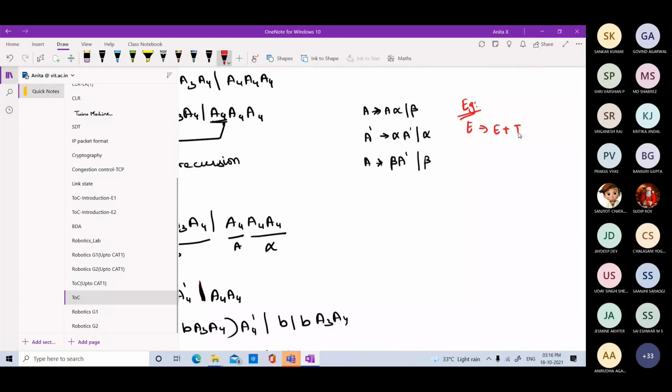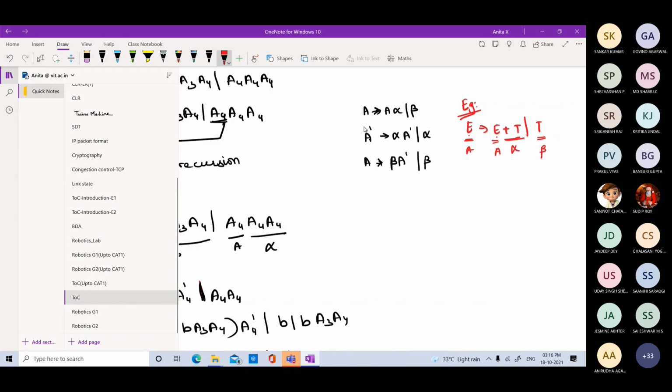E derives E plus T or T. Right, so here this is left recursion. As you all are aware, recursion is nothing but a function calling itself, so here a non-terminal is calling the same non-terminal. This is left recursion, the leftmost term. So this is A and this is E. The component that comes along with that term is designated as alpha. So this is alpha and this is beta.